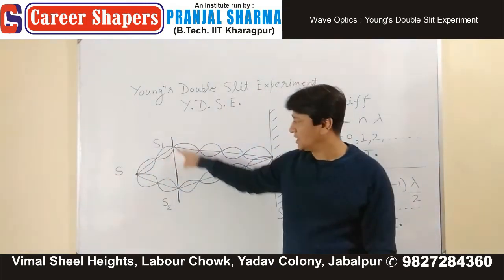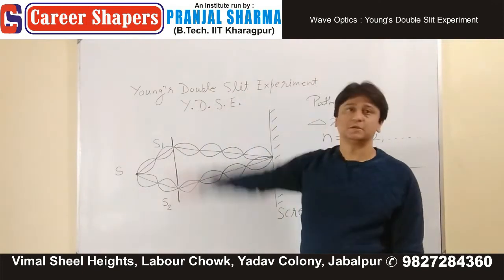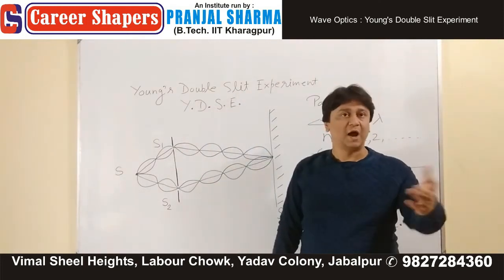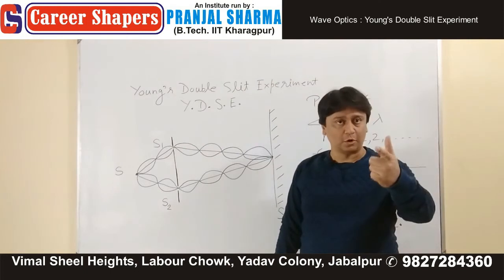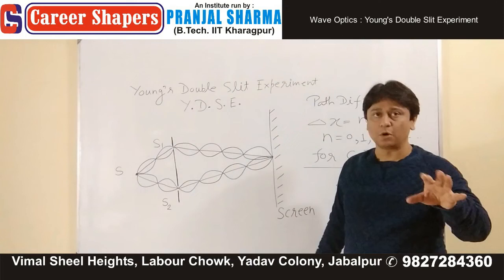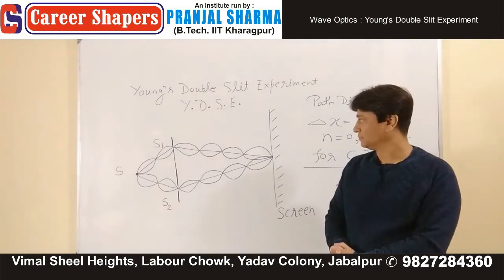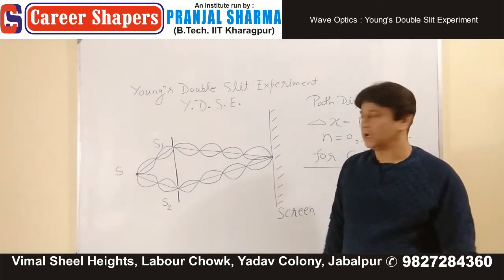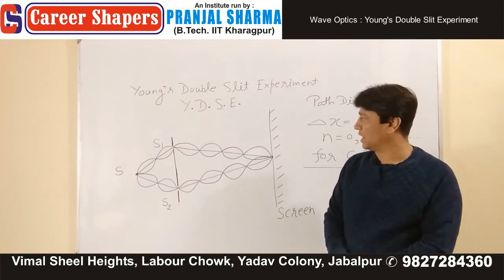This is the double slit. And why is the double slit used? So that S1 and S2 become what? Coherent sources. Draw this figure and then we'll write a few lines.